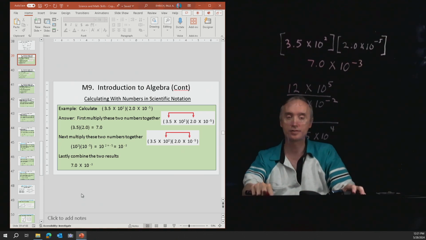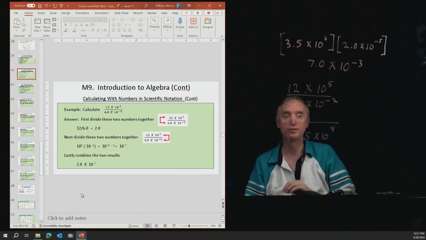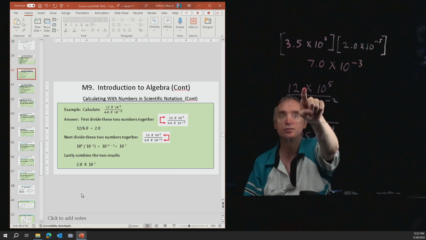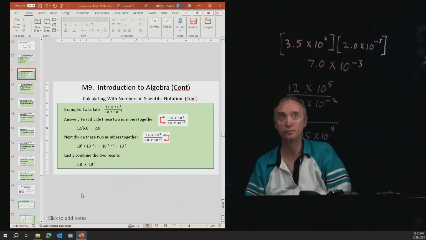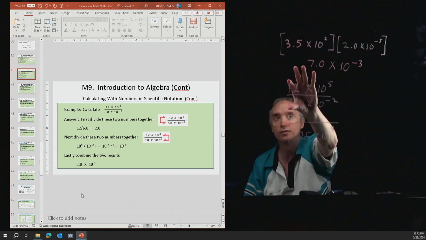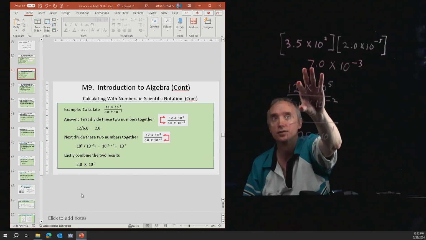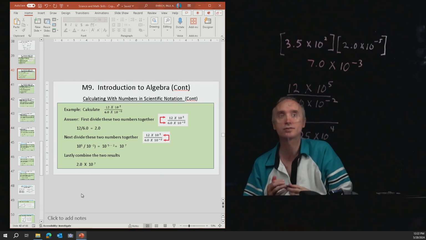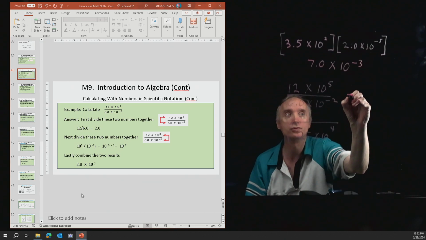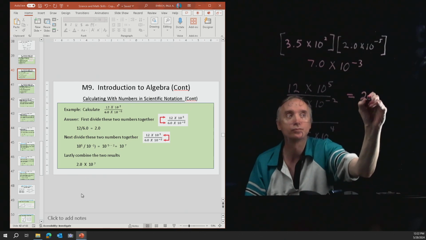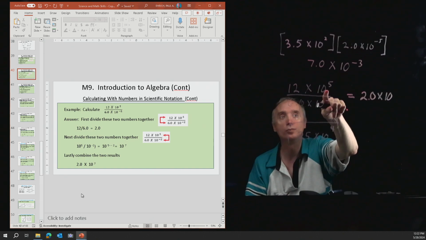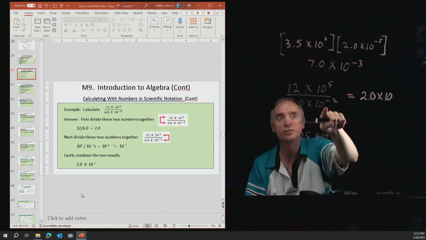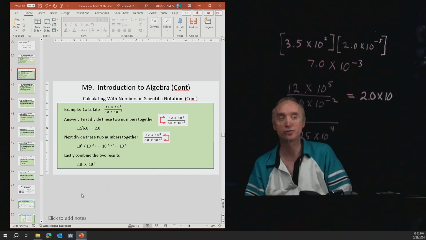Okay, for our next one, we want to do a division. So here's two numbers written in scientific notation, and we want to divide them. So again, we're going to divide the first two numbers here. So 12 divided by 6 is going to be equal to 2, times 10. And now when we divide exponentials, we have to subtract the exponents.